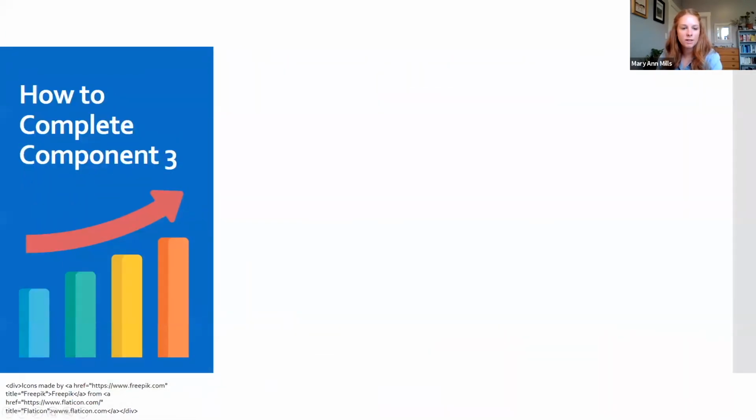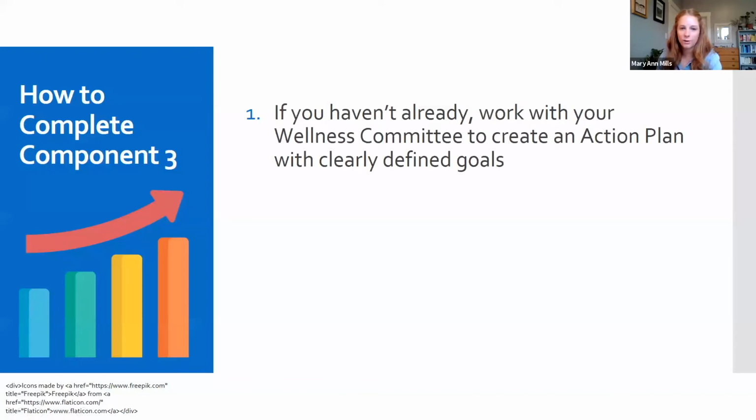Okay. So how to complete component 3, you guessed it, start with your wellness committee. If you haven't already created an action plan around your local school wellness policy, you can bring your group together and start doing that. There is a sample action plan template in the triennial assessment template as well.